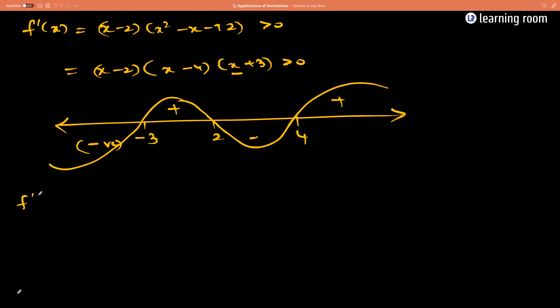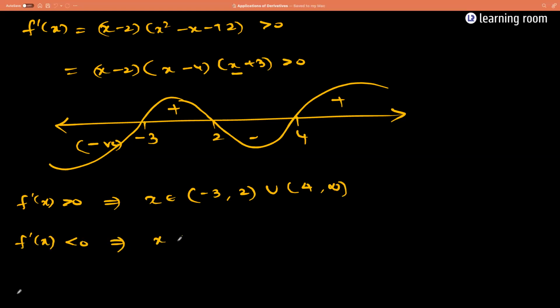Right. So where do you have f dash of x greater than 0? Implies x belongs to the open interval minus 3 to 2, union 4 to infinity. Similarly, f dash of x less than 0 implies x belongs to minus infinity to minus 3, union 2 to 4. So this is where it is increasing and this is where it is decreasing. Clear? It's a good problem.